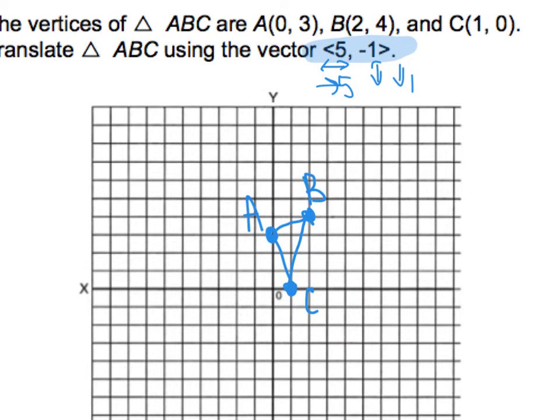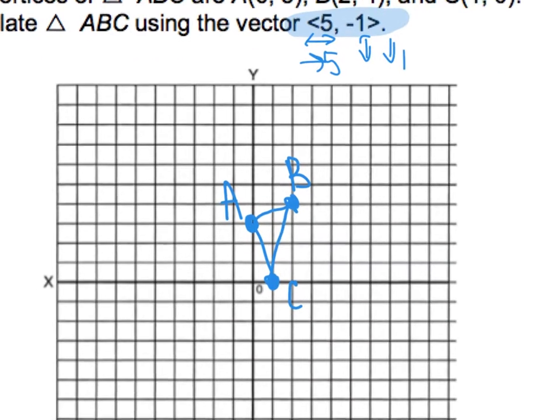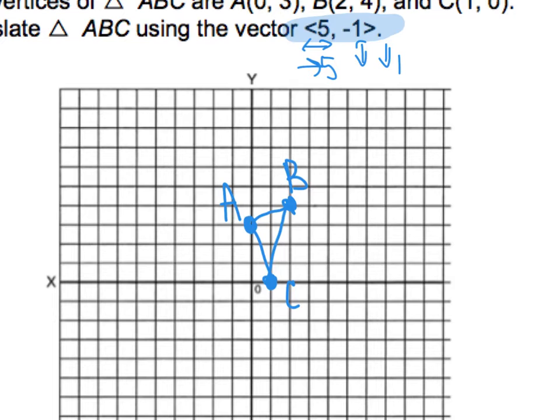So now I'm going to come back over here. Every one of my points. Point A, I'm going to go to the right 5 and down 1. So I'm going to go 1, 2, 3, 4, 5 to the right and down 1. And I'm going to call that A prime.